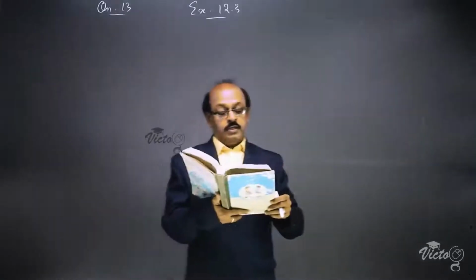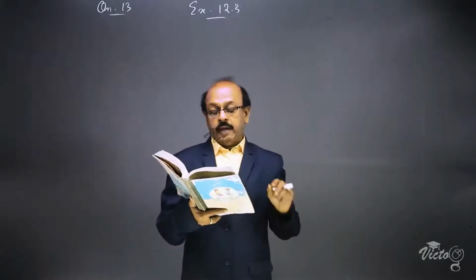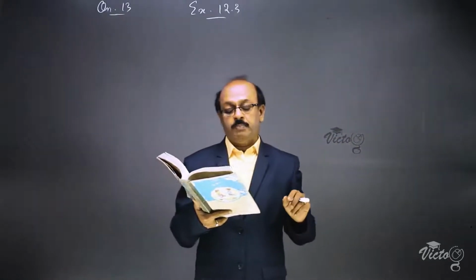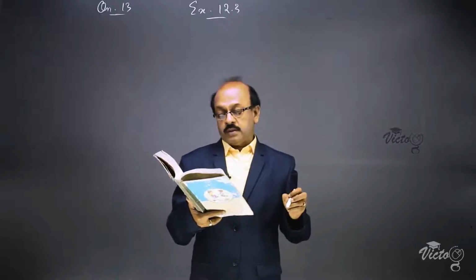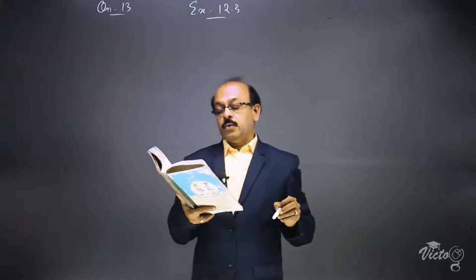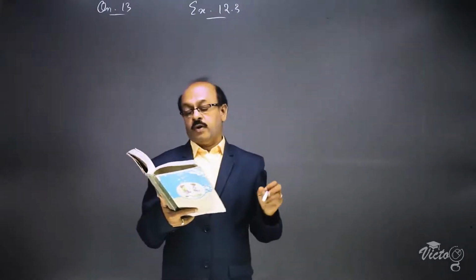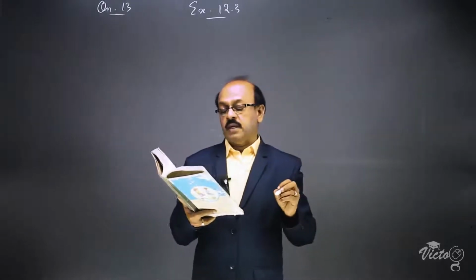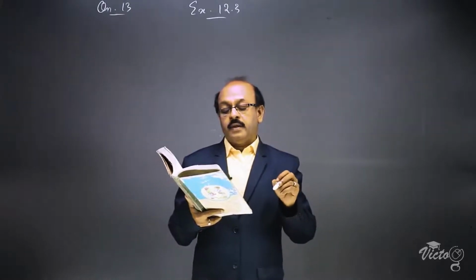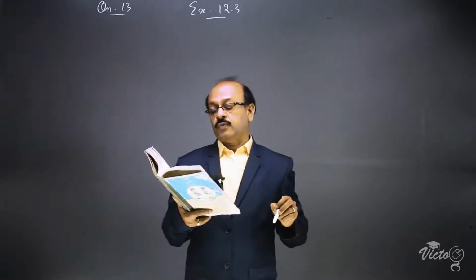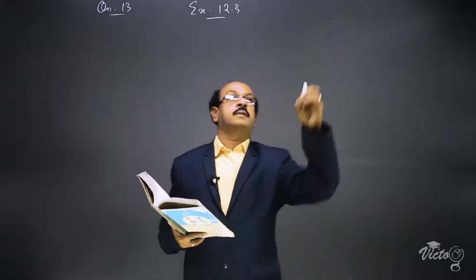Question number 13. In the figure, a square OABC is inscribed in a quadrant OPBQ. If OA is equal to 20 centimeter, find the area of the shaded region. Use pi is equal to 3.14.